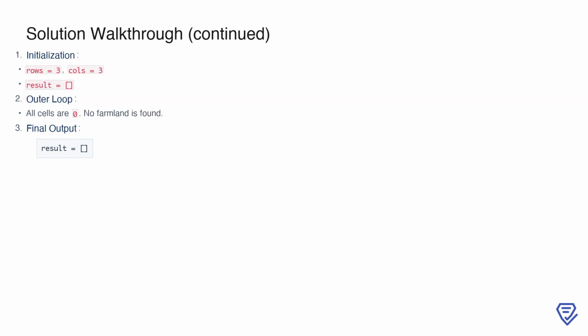In the final example, the grid contains no farmland at all, as every cell is 0. The initialization step sets up rows, cols, and result as usual, but as the outer and inner loops iterate over the grid, no cells with a value of 1 are found. Since all cells are 0, there are no DFS calls, and the result list remains empty throughout the execution. The algorithm correctly determines that there are no farmland blocks, and the final output is simply an empty list. This example highlights that the algorithm handles edge cases effectively, such as when the grid contains no farmland at all.